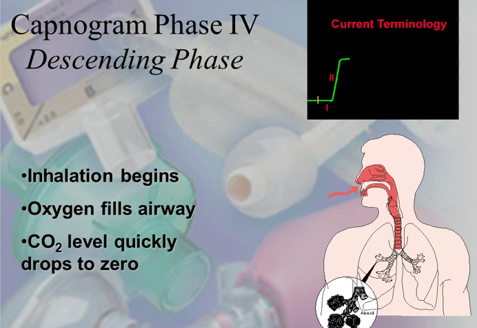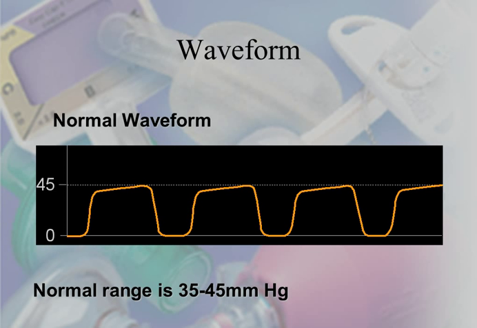And then phase 4 is that descending phase. So basically, the inhalation begins, oxygen fills the airway, and the carbon dioxide level is quickly dropping to 0. There's our normal range, 35 to 45. So there's a normal waveform, looks pretty good.